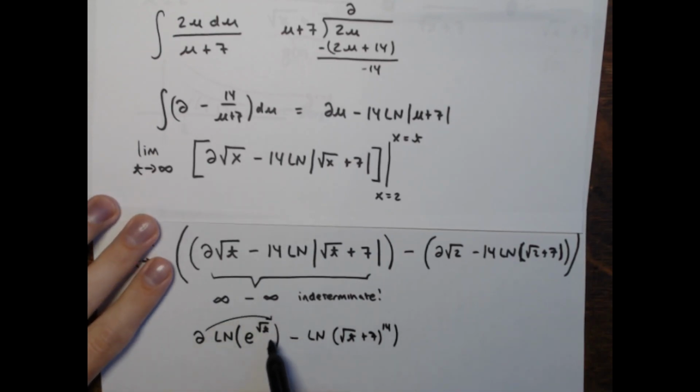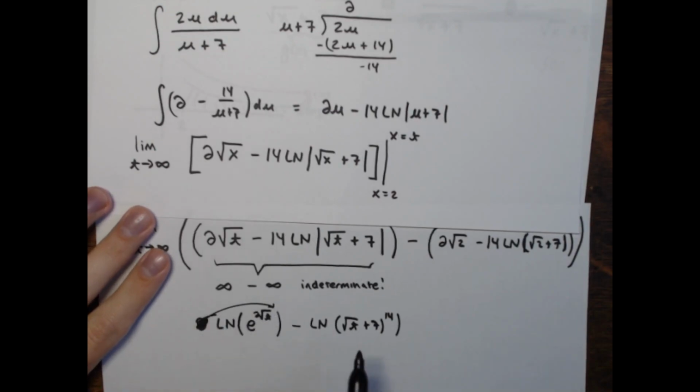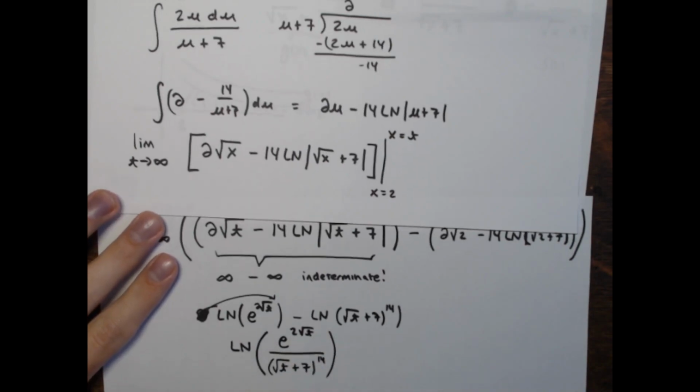And this would be this to the second power, so I'd have e to the, and then put these together with the natural log minus natural log, right? Now e to the square root of t to the second would be e to the 2 square root of t. And putting these together gives me natural log of a fraction, e to the 2 root t over just the square root of t plus 7 to the 14th power. So this is like having some exponential over a polynomial in the square root of t.